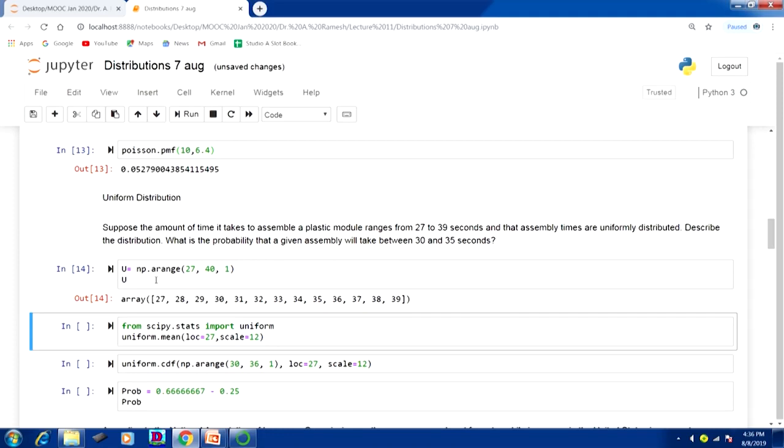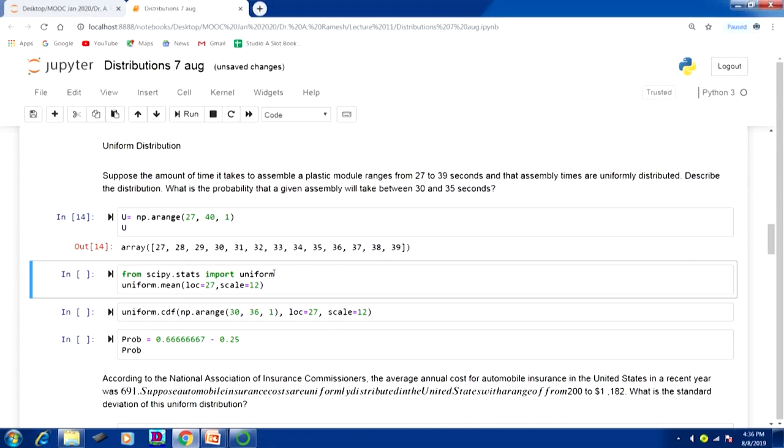array. So, here u equal to np.arange. There are two functions, one is range, another one is arange. arange means it is an array function. If you type simply range, that is a list. So, 27 is the starting value, say 40, because it is n minus 1, 39 will be the last value in the array, and the increment is by 1. We got this one. Now, this is our uniform distribution.